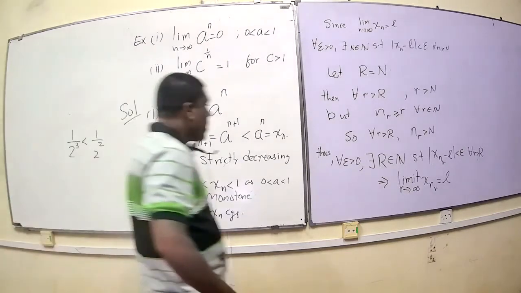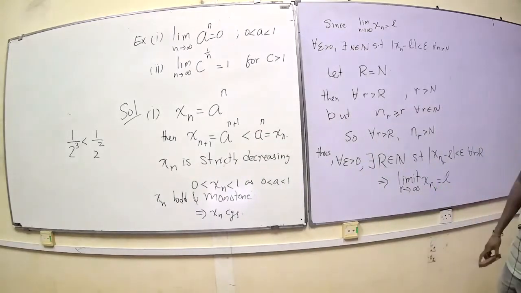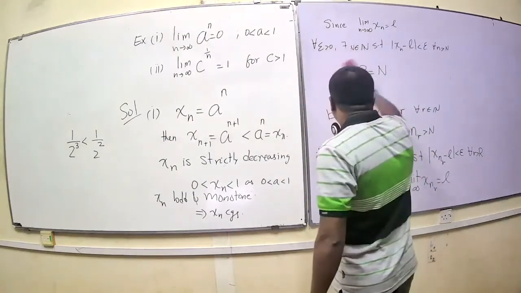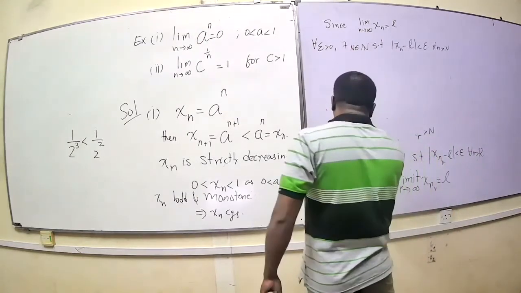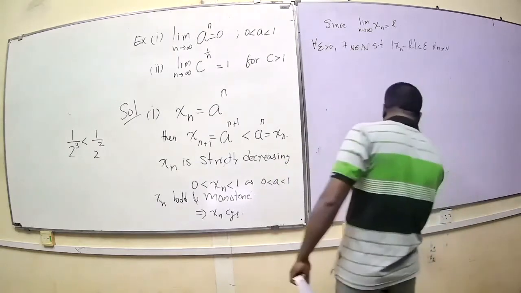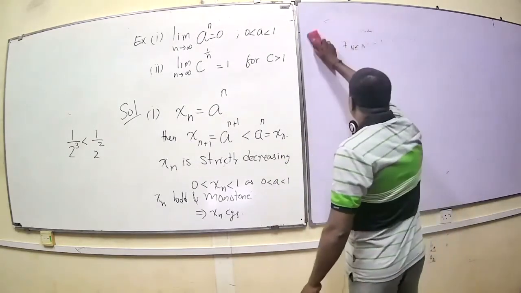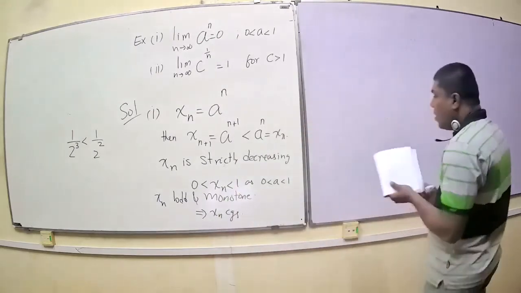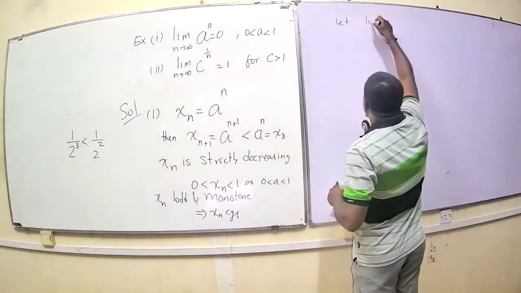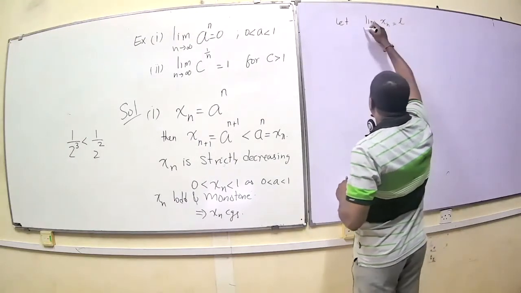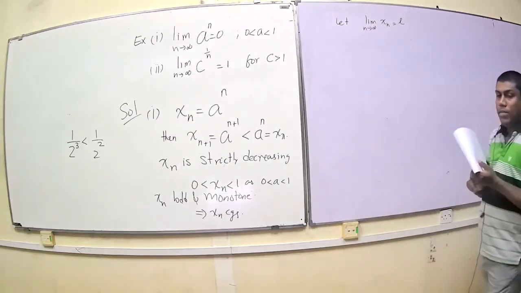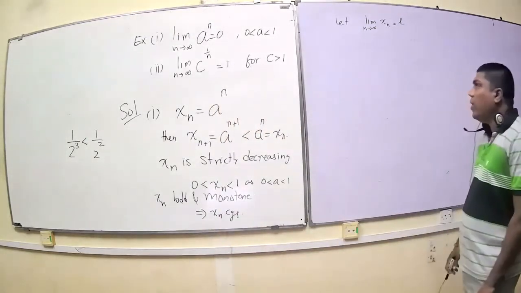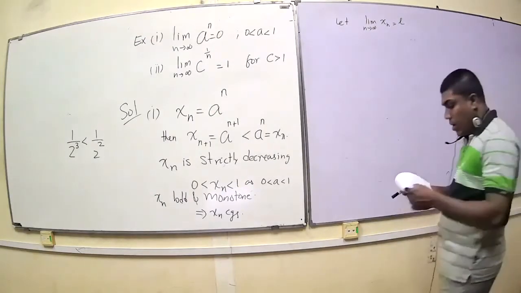Now we want to find the limit, because by using the monotone convergence theorem we proved that the sequence a to the power n converges, but we still did not find the limit. So we are going to use the subsequence property to find the limit of the sequence. Let L be the limit of the sequence, which you don't know; you have to find it and show that it is equal to 0.